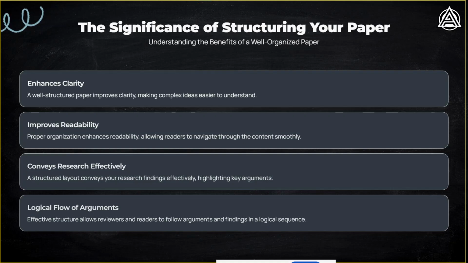And then the logical flow of arguments. Let's say you are writing a review article where you will be listing out lots of questions or lots of arguments, and those arguments you will be addressing in upcoming sections, paragraphs, or contents. So you need to ensure the logical flow is in the correct pattern so that readers can correlate your questions as well as answers. So these are all four important things we need to consider before structuring a paper. Is that clear?